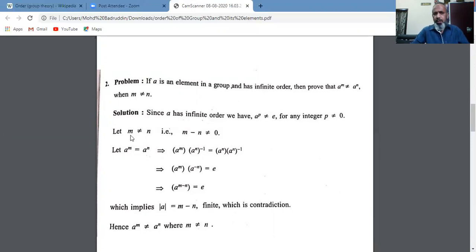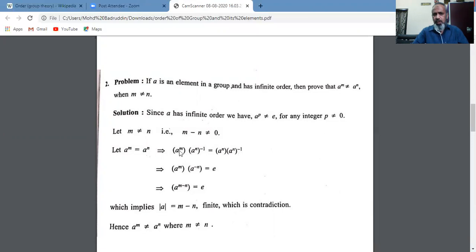Let m is not equal to n, then m minus n is not equal to 0. So it is obvious. Let a to the power m be equal to a to the power n. It implies a to the power m into (a to the power n) inverse is equal to a to the power n into (a to the power n) whole to the power minus 1.